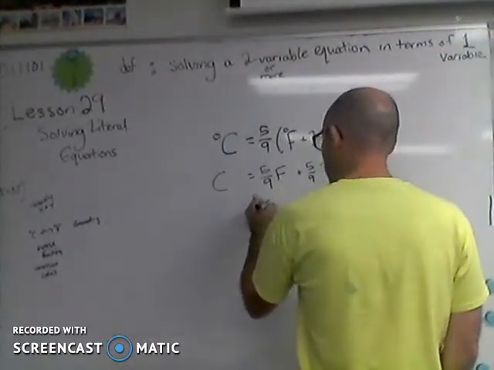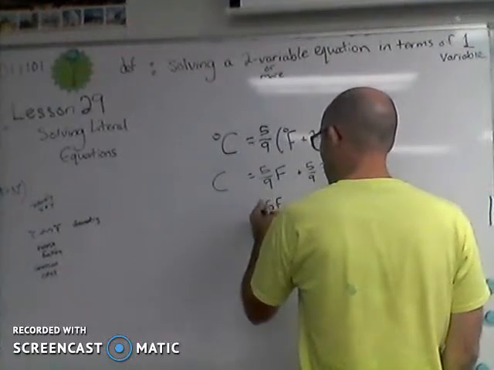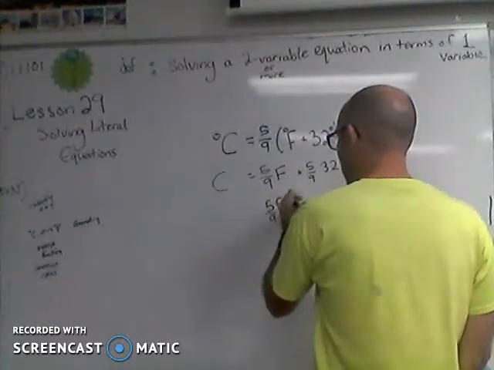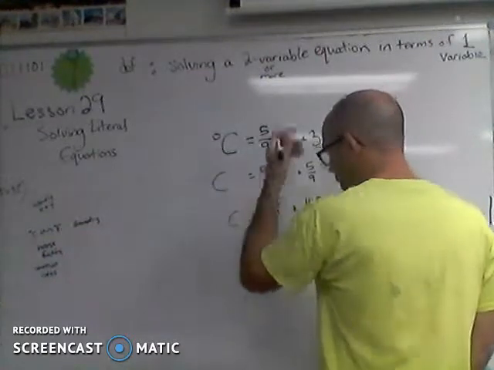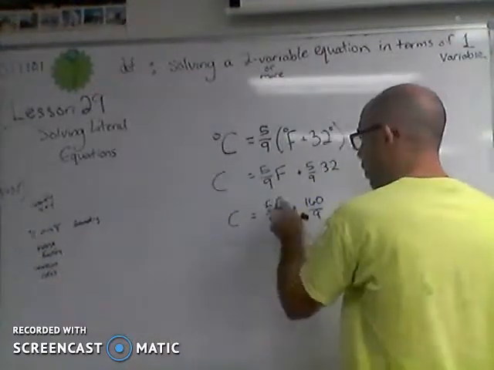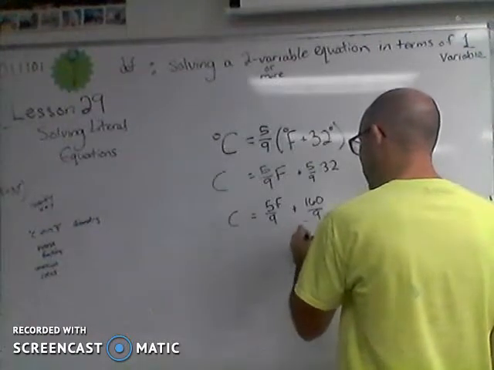Okay, this gives us 5/9 F, and I'm just going to leave it like this, 169 equals C. I want to solve for the F though, so I got to move this over.